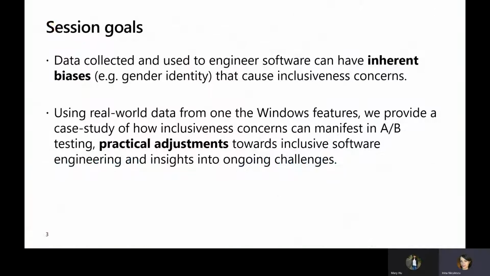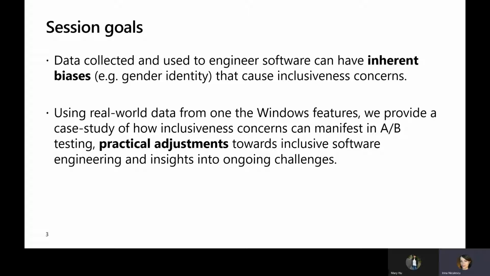Engineering features to be inclusive of all those that might, could, should use it is important. However, today, data used to engineer these features can have inherent biases with inclusiveness concerns. For example, gender identity. Using real-world data from the Windows out-of-the-box experience, the OOBE feature, we present a case study of how inclusiveness concerns can manifest in A/B testing. We show practical adjustments to A/B testing toward inclusive software engineering and some insights into ongoing challenges.